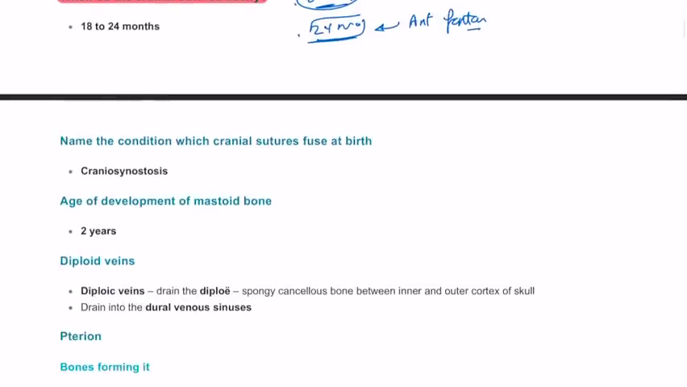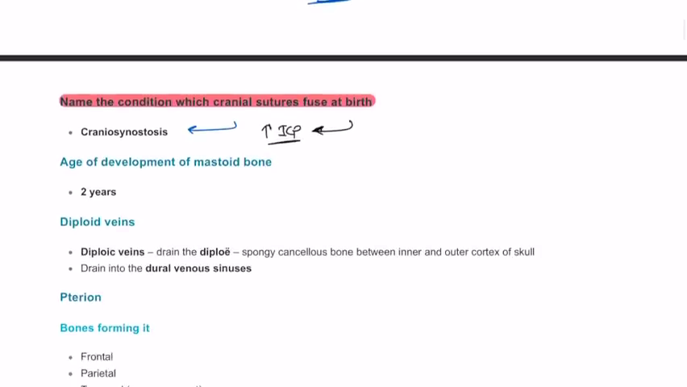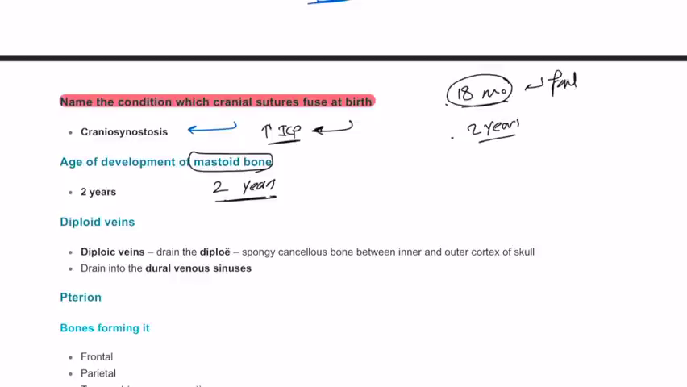The name of the condition where the cranial sutures do not ossify or do not fuse is called craniosynostosis, and obviously this can lead to a significant increase of the intracranial pressure and can affect all the brain functions basically. The age of development of the mastoid bone is 2 years, all right? So if you remember, we mentioned 18 months and we mentioned 2 years as well. 18 months is basically the fontanelles and the sutures, and 24 months is the anterior fontanelle, and also the mastoid process will reach full development.